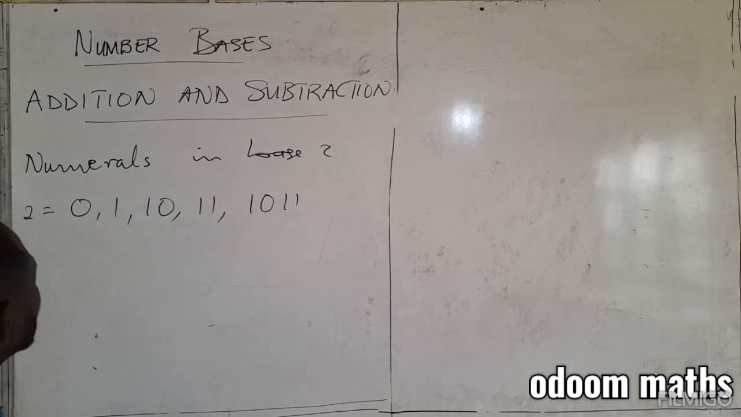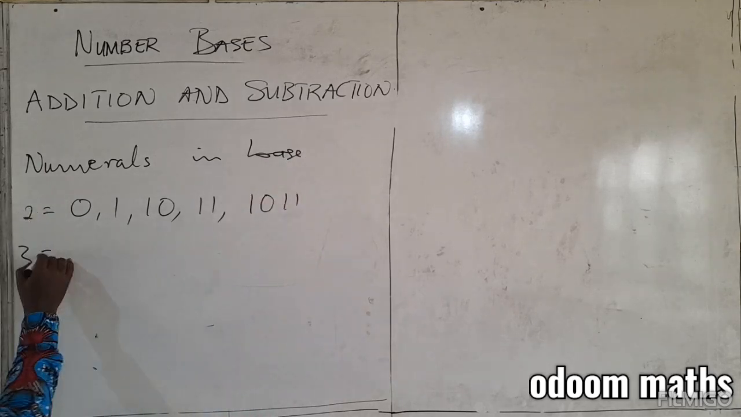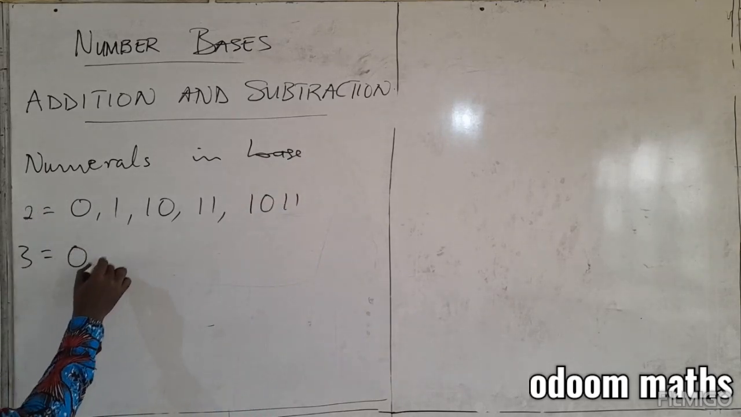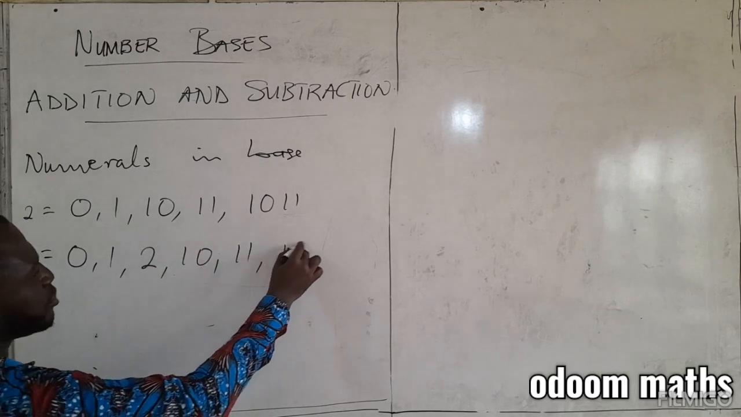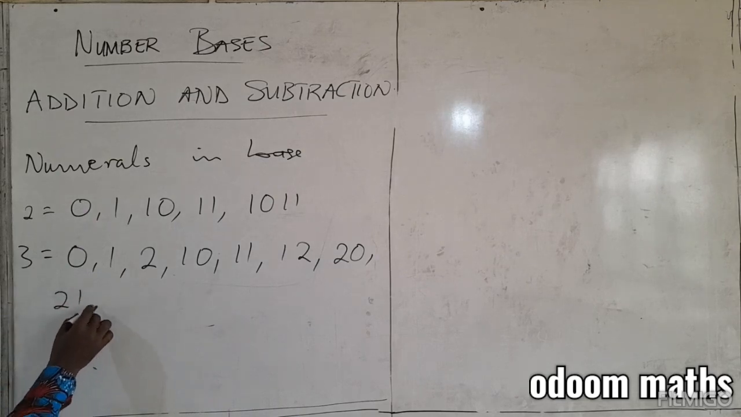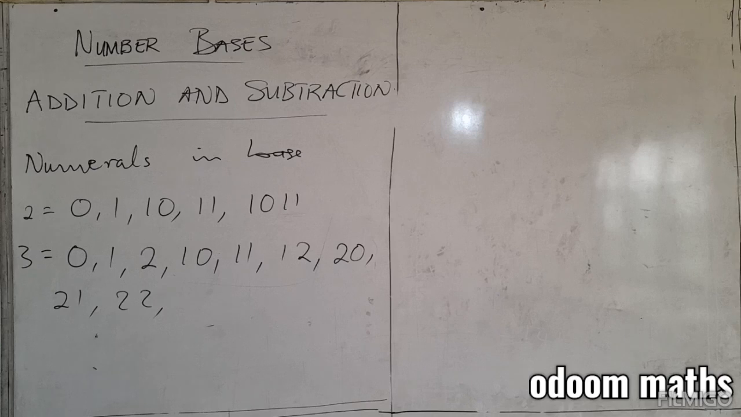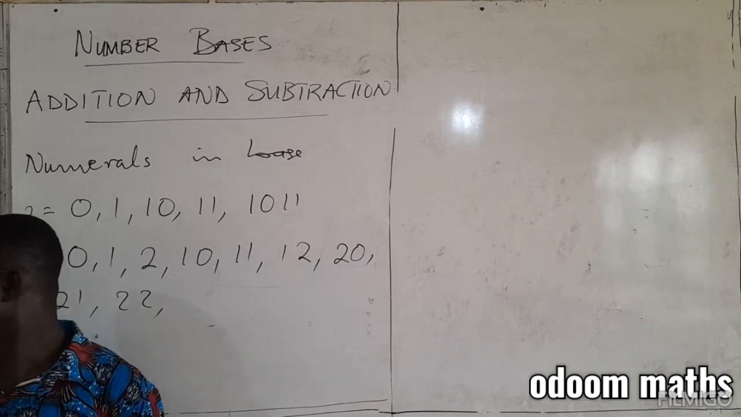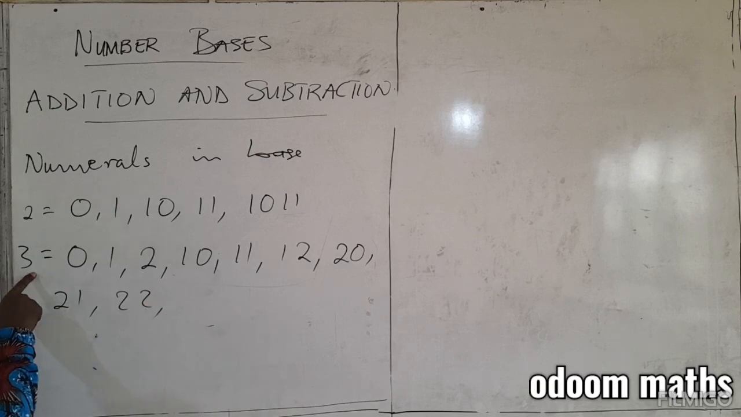Let's look at the numerals of base 3. So 0, 1, 2, 1, 0, 1, 1, 1, 2, 2, 0, 2, 1, 2, 2, 2, 2. Okay, so you can even go more than that, but there shouldn't be 3 in the numerals of base 3.